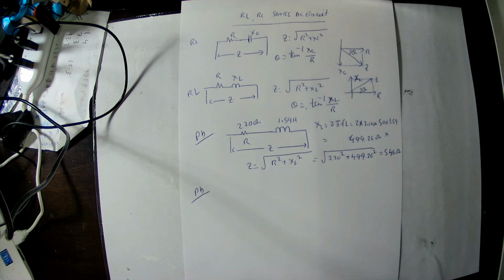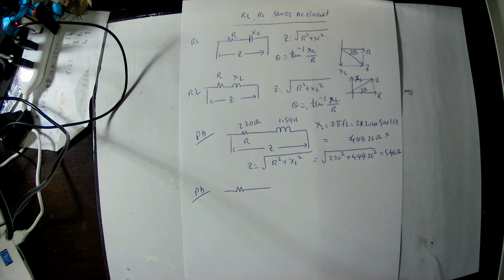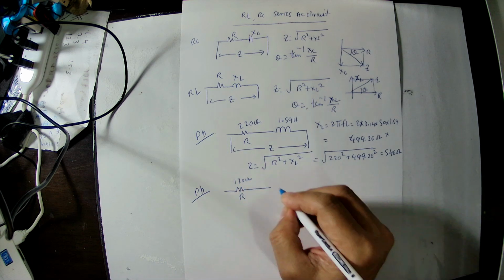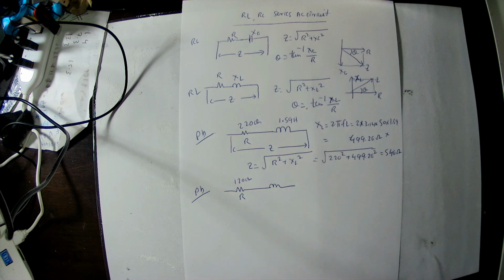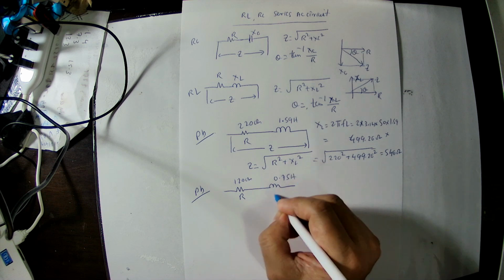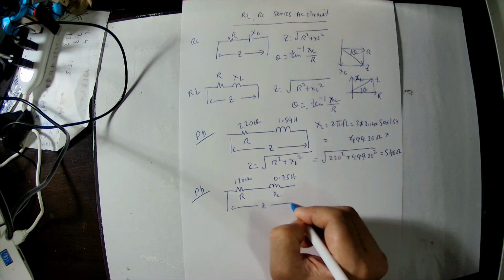Another problem. A 120 ohm resistor connected in series with a 0.75 Henry inductor. We need to find out the current. So in this case, the connection here, resistor is 120 ohm, and inductor is 0.75 Henry. So this is the XL. So we need to calculate impedance Z.